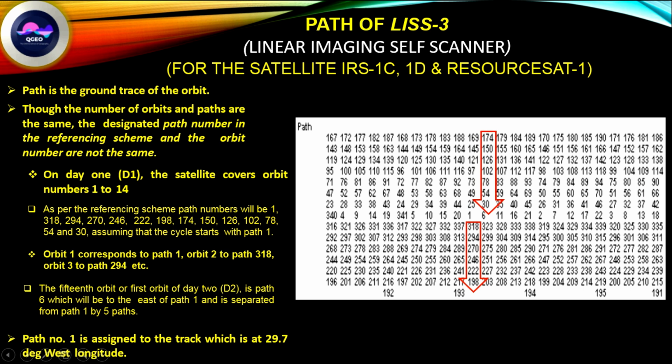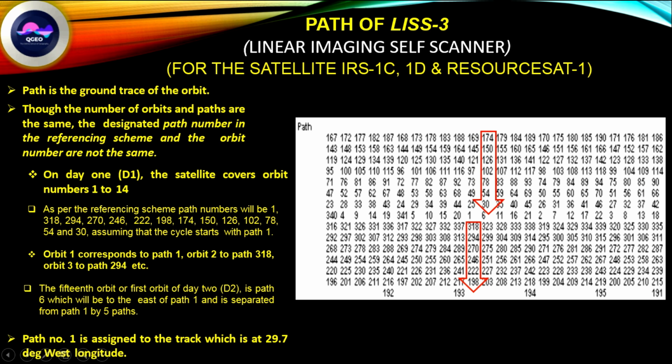6 minus 1, the value is 5. Path 1 is separated from path 1 by 5 paths. Path number 1 is assigned to the track which is at 29.7 degree west longitude. In this way we consider the path number of Landsat 3 image.